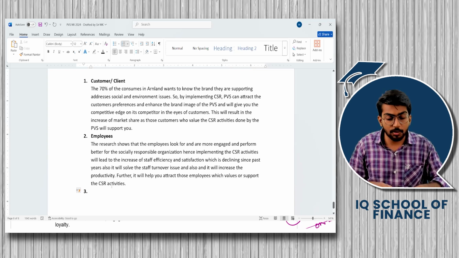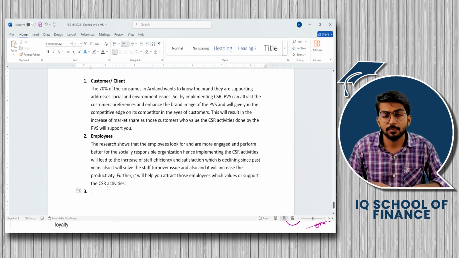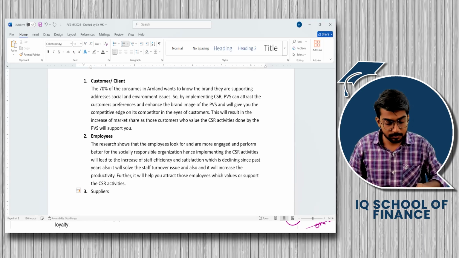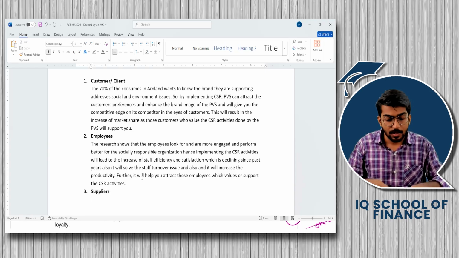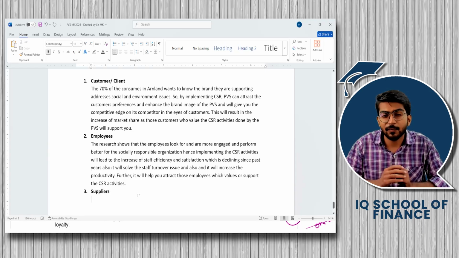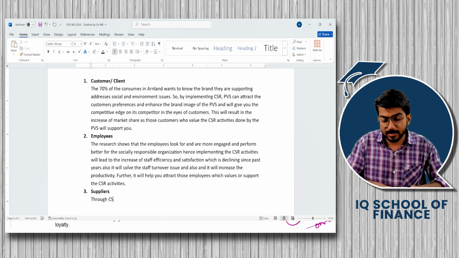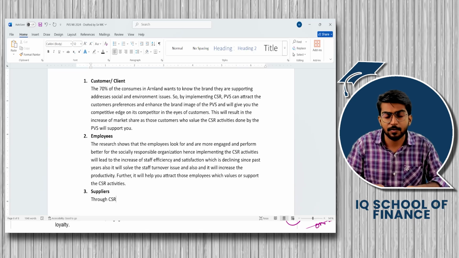Okay. So, what are the other stakeholders? We have customers done, employees done. Let us think about the suppliers. What can we do for the suppliers? Financial institution, we will think about it. Suppliers through CSR. It is a very general point. There is no such information related to the supplier.